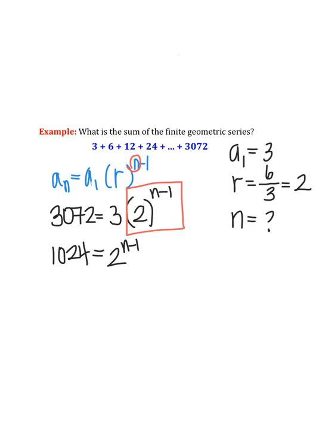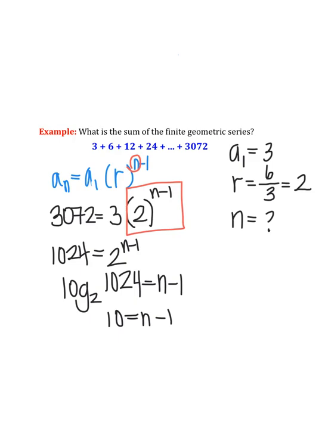The way that I would solve this using logs is log base 2 of 1024 is equal to n minus 1. Then I'm going to put that in my calculator. If you don't have one of the fancy ones, then you're going to have to do change of base. But those of you with the fancy one that does the logs for you, it's going to be log base 2 of 1024, and we're going to get 10. So 10 is equal to n minus 1, and then solve for n, so add 1 to the other side, so 11 is equal to n. Oh my goodness, isn't that awesome?